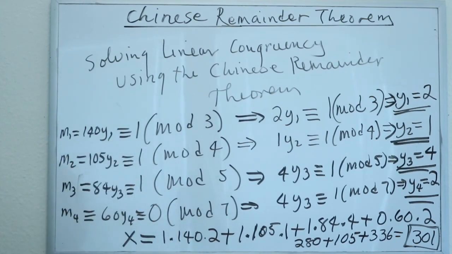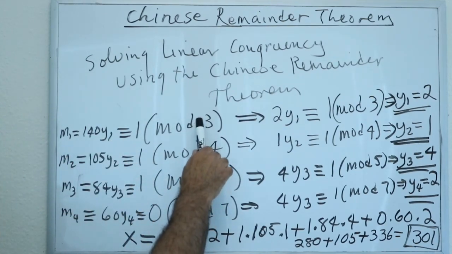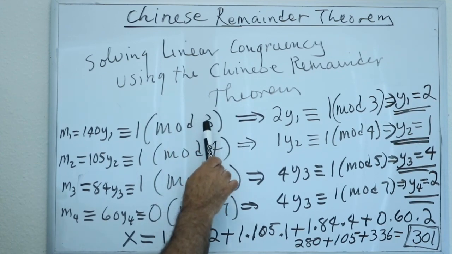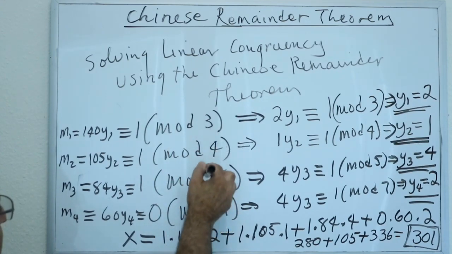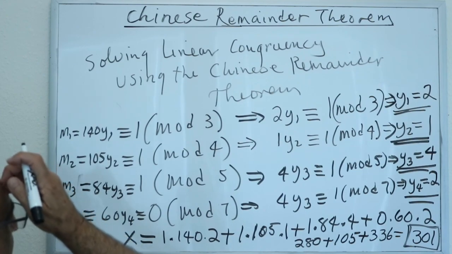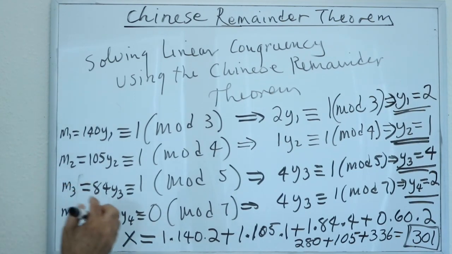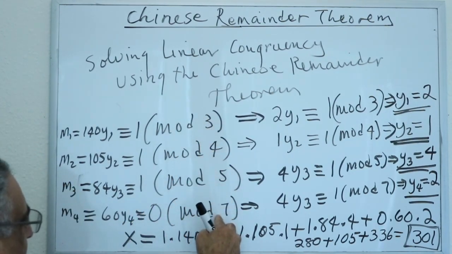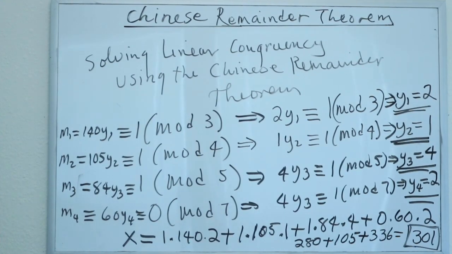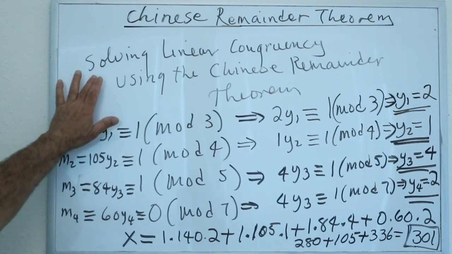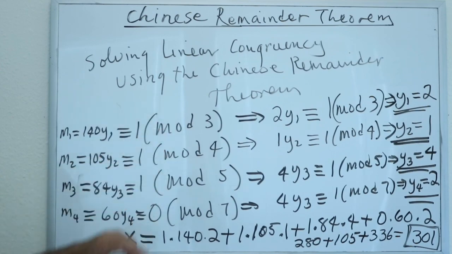We could use different values. I could have used 7, 11, and other numbers, as long as they're co-prime, and that's why I selected these ones. And this is how we solve for x, solving linear congruency using the Chinese remainder theorem.